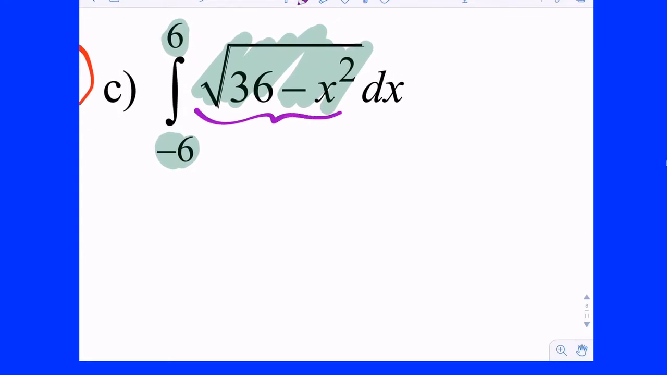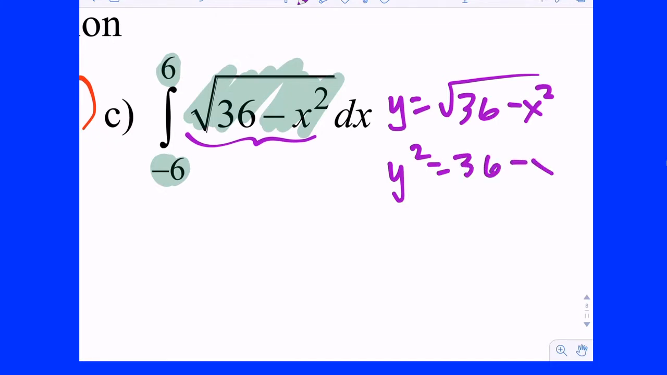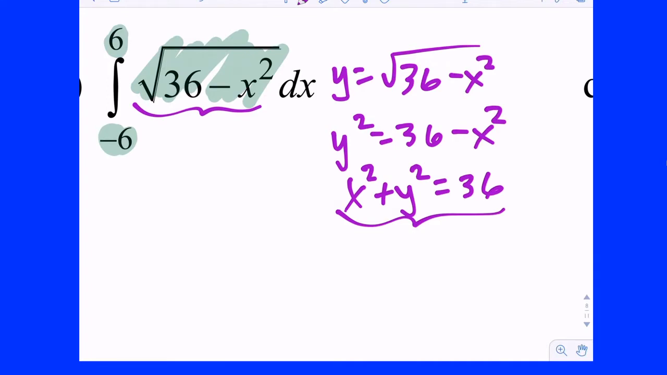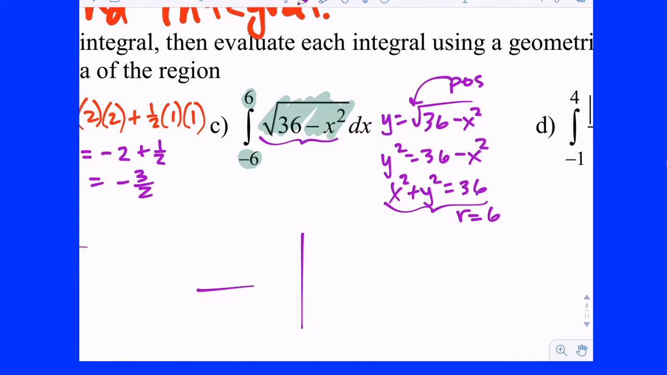What does the graph of this dude look like? Well, let's see. The equation would be y equals the square root of 36 minus x squared. That would be the function. If you square both sides, you get y squared equals 36 minus x squared. If you add x squared to both sides, you get x squared plus y squared equals 36. That might be a more useful version. That's a circle centered at the origin with a radius of 6, okay? But because we solved it for y and we had the positive root, it's actually just going to be the top portion, the positive portion.